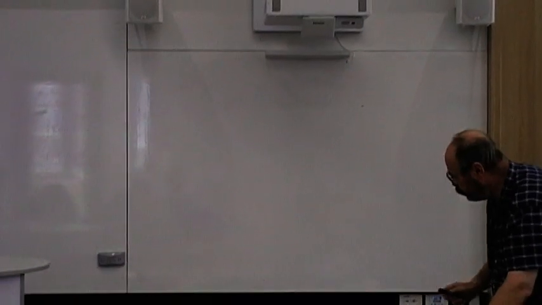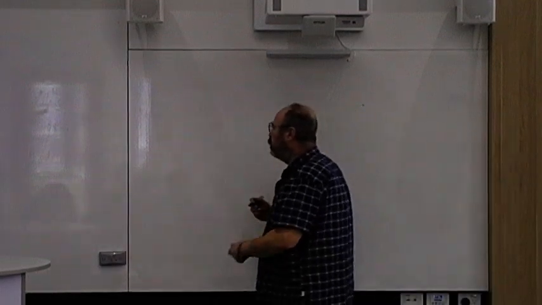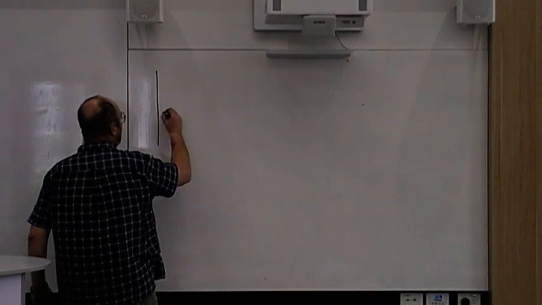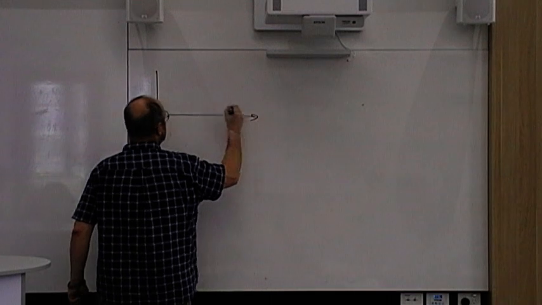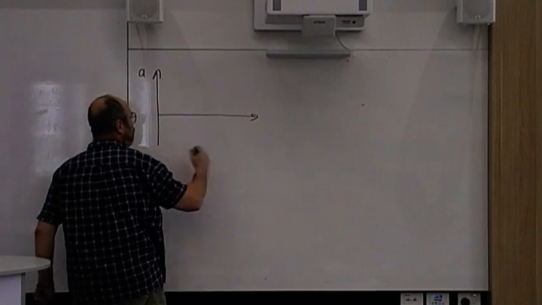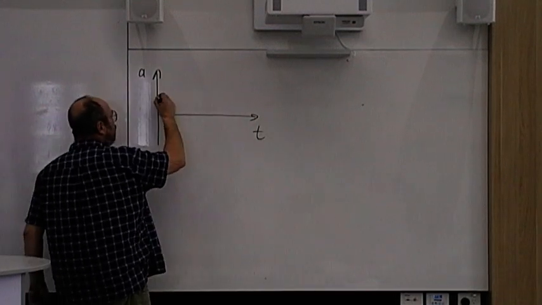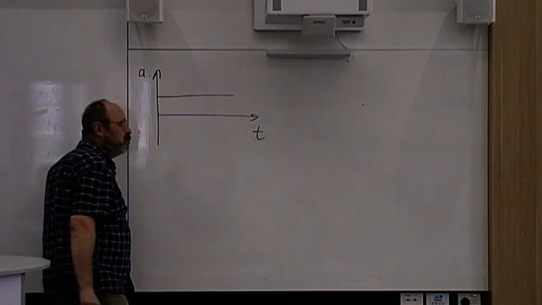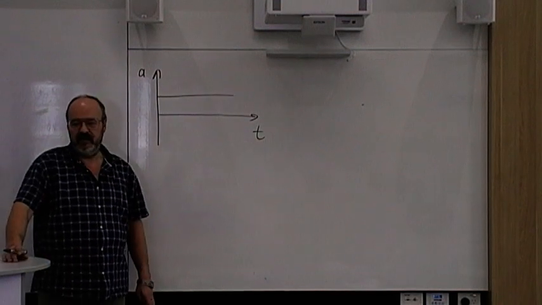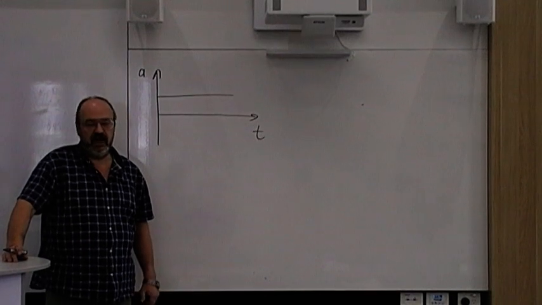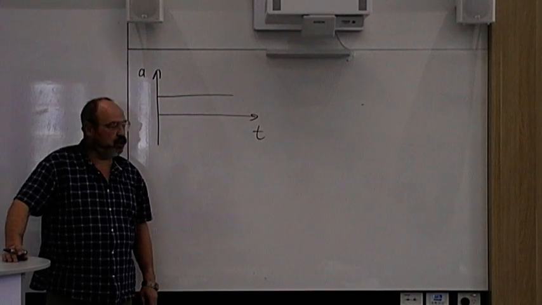So today we will look into the graphing of motion with constant acceleration. If we say that acceleration is constant, that means the graph of acceleration against time will be a horizontal line. Because it's constant, it does not change. Acceleration does not change over time.